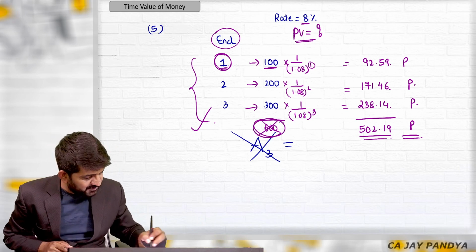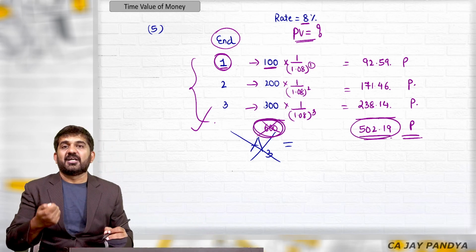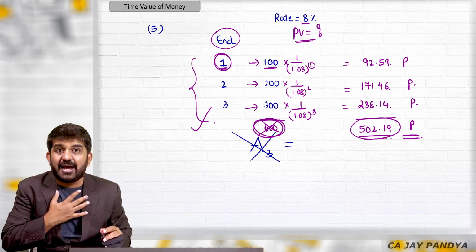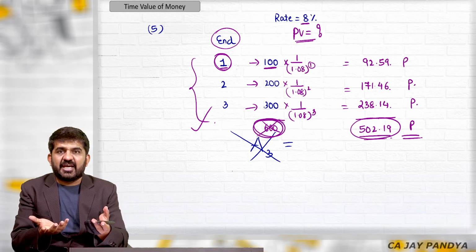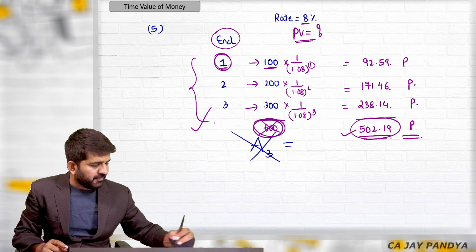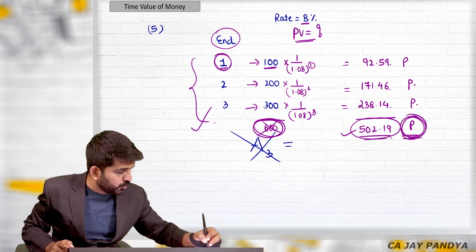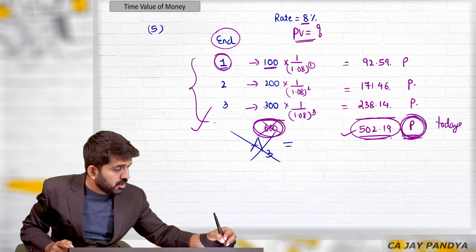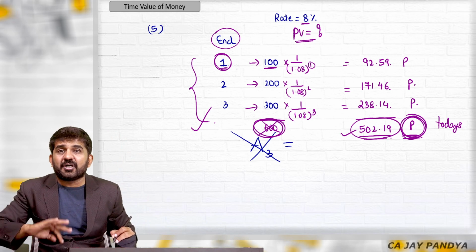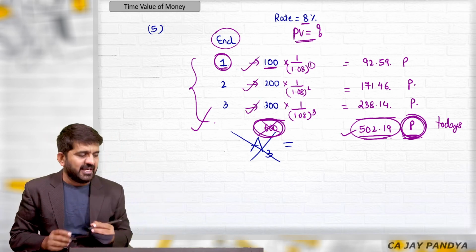See, instead of 600, you should ask only 502.19 rupees from me. I will be ready. I am getting 8% cash discount effectively. You are giving me 8% cash discount. I'll be ready to pay 502.19 as on today. This is today's value. Today's value for 100, 200 and 300 combined is the present value of this as well as this.